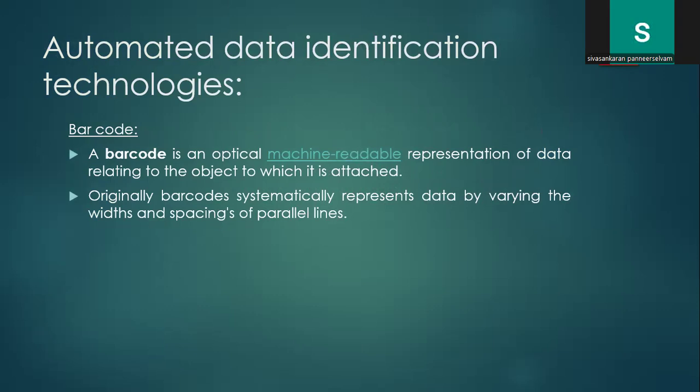Now let us see the various types of automated identification technology. The very first one we are going to see now is barcode technology. So what is meant by a barcode? It is an optical machine readable device. How does the barcode look like?